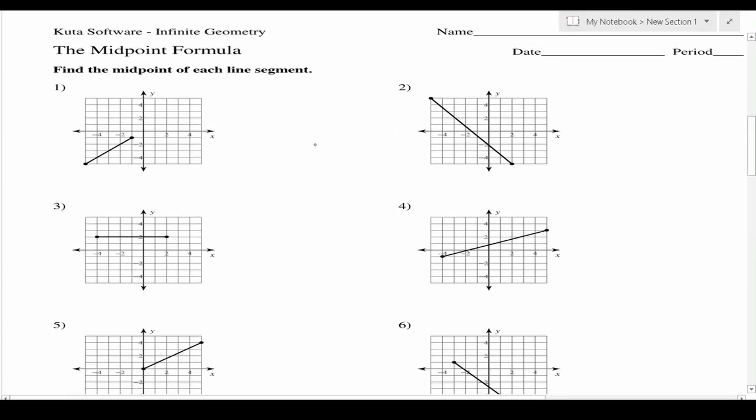Question 1 says find the midpoint of each line segment. The first thing to find the midpoint is to go ahead and label your endpoints. So we have an endpoint here as well as here. So what I'm going to do is go ahead and write down its ordered pair. We can see that this one is -1, 2, 3, 4, 5 for its x value, and -1, 2, 3, 4, 5 for its y value. So this endpoint, in other words, has an ordered pair -5, -5. And this endpoint, as we can see, is -1, -1.